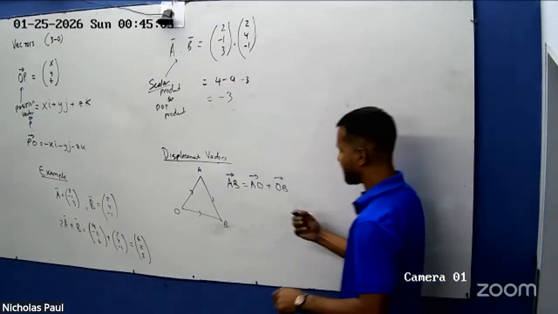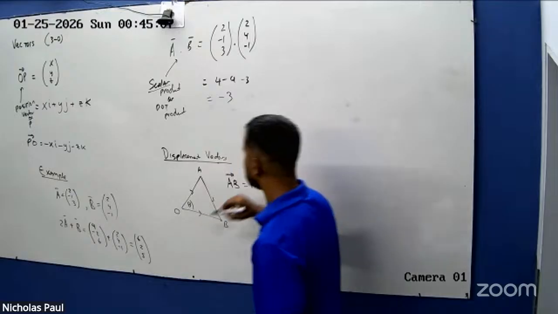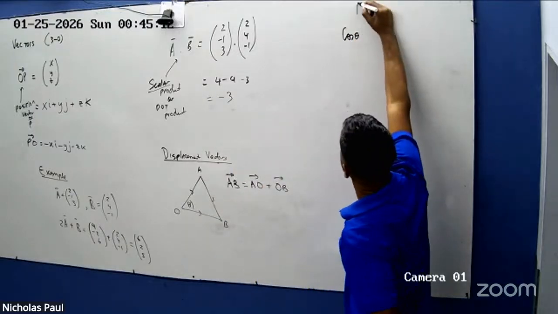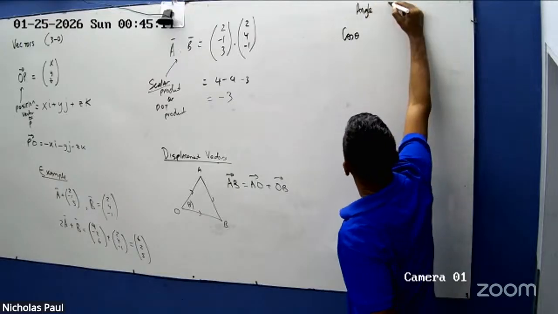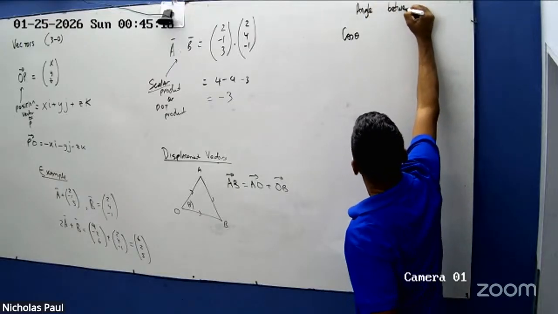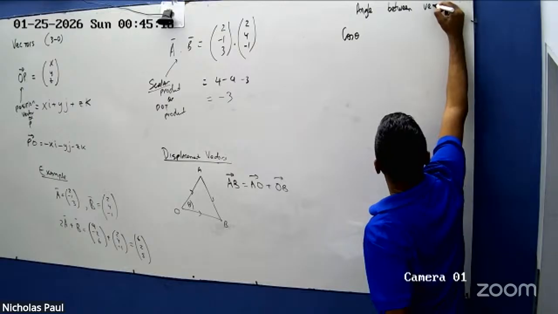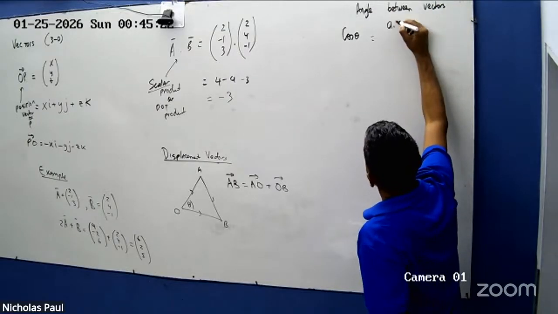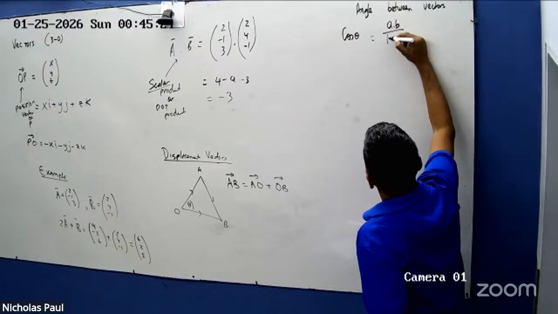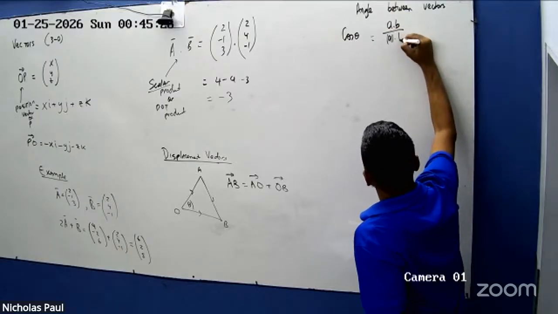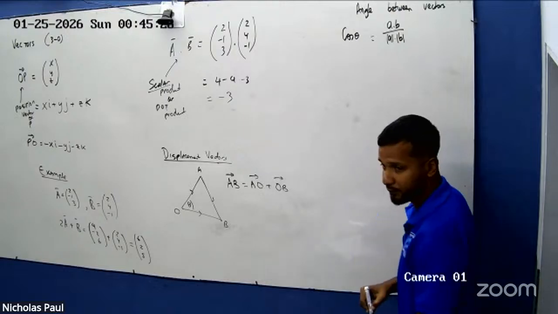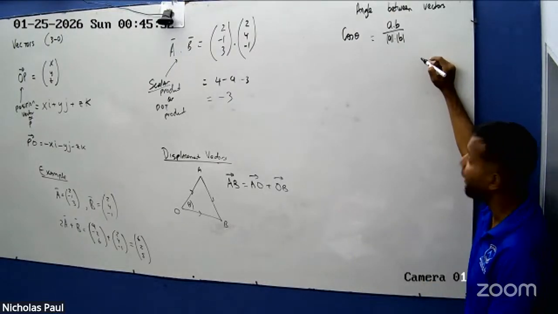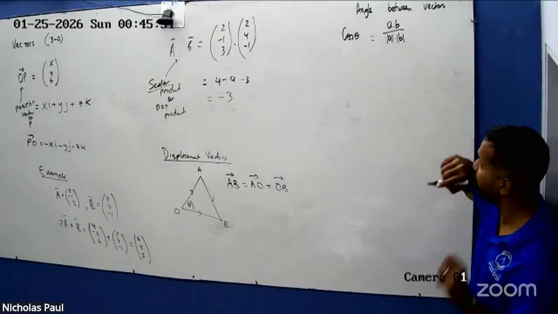If I ask you to find the angle between two vectors, we simply have to multiply the two vectors and divide by the product of their magnitudes. Remember this, some maths? Right? This is the formula to find the angle between two vectors.